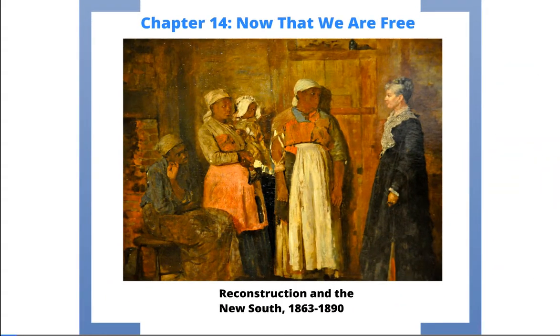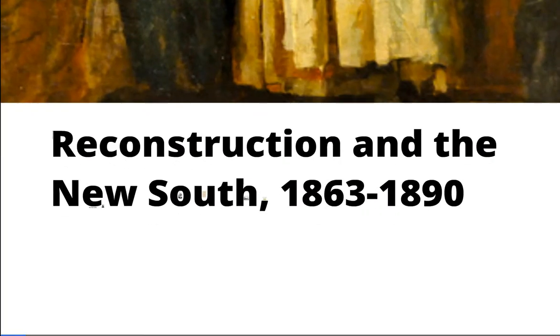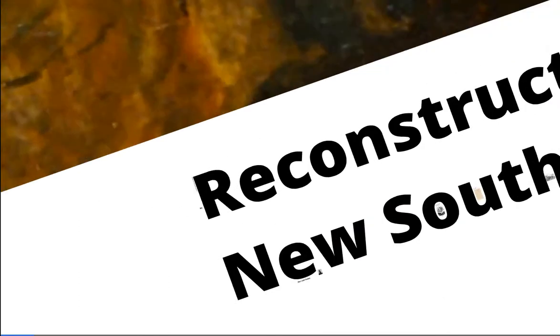If we look at Chapter 14, Now That We Are Free, the point as introduced by this painting that's at the very beginning is that there's a new world order. Things have changed in the South. The relationship between African Americans and white Americans has changed dramatically. And that's what this painting is supposed to represent. And if we look at the time period, historians call this the Reconstruction period. We also call the South after the Civil War the New South. So let's look and see how things changed.